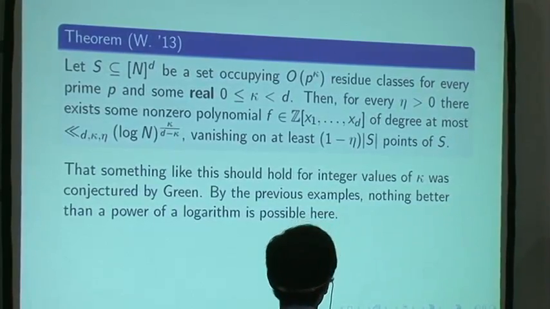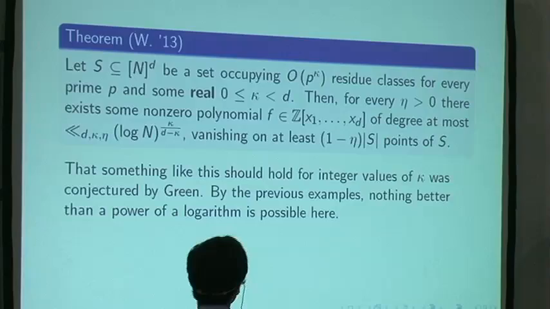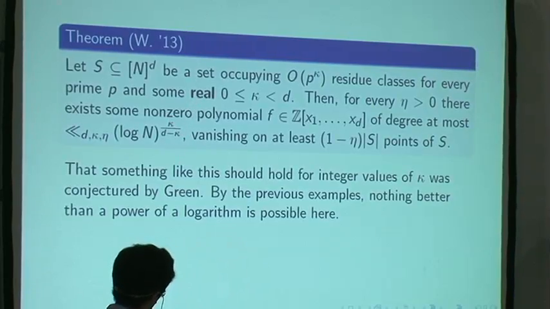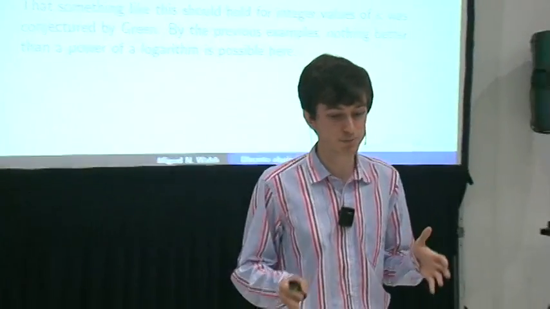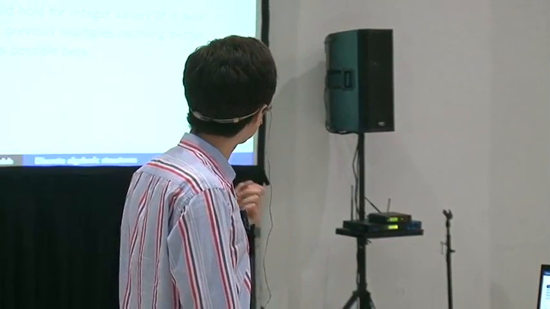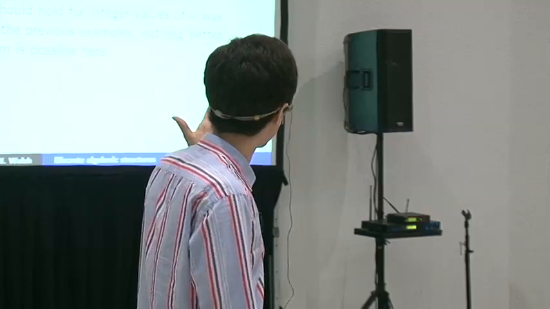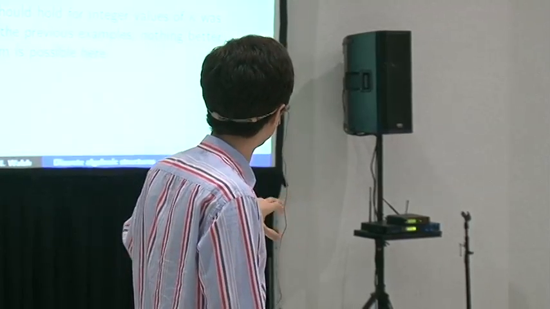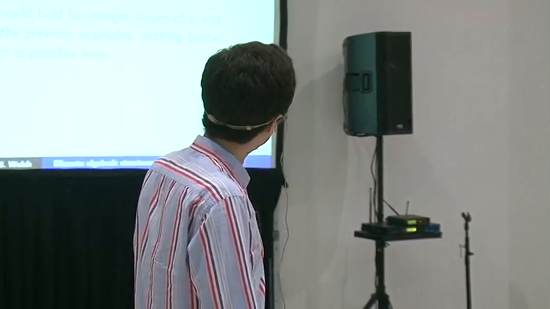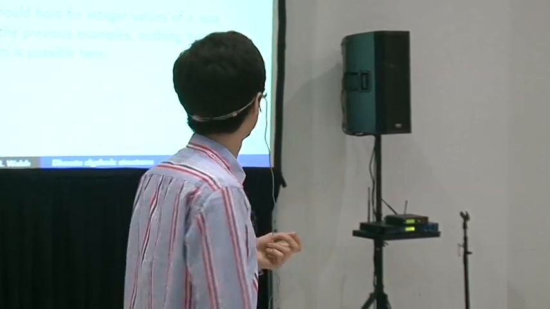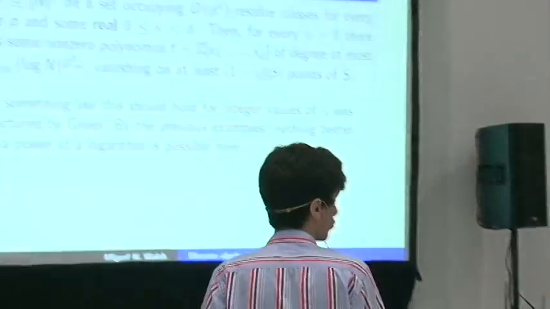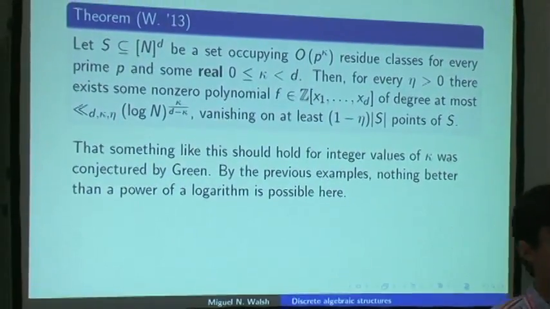Then you can always find some polynomial f of degree at most log n, and an exponent here, kappa over d minus kappa, vanishing on almost all your set. And in a sense, this proof is simpler than the previous one, and it is much more general. It's telling you that for any choice of the exponent, the kappa here, if your set has few classes, you can always find a polynomial of degree that is very controlled, because as I showed you, it is false if you take a uniform bound.